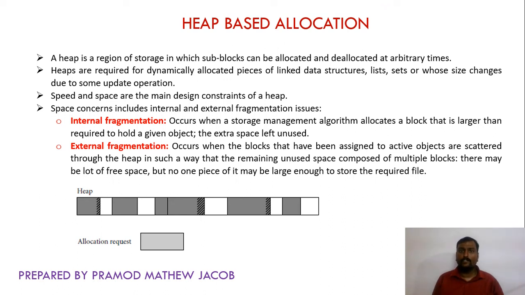Speed is comparatively less in heap based allocation, and there will be some space issues like internal fragmentation and external fragmentation. Internal fragmentation occurs when a storage management algorithm allocates a block that is larger than required to hold a given object. This extra space will be left unused. The external fragmentation occurs when the blocks that have been assigned to active objects are scattered through the heap in such a way that the remaining unused space, composed of multiple blocks, is free, but we cannot use it to store a single piece of information.